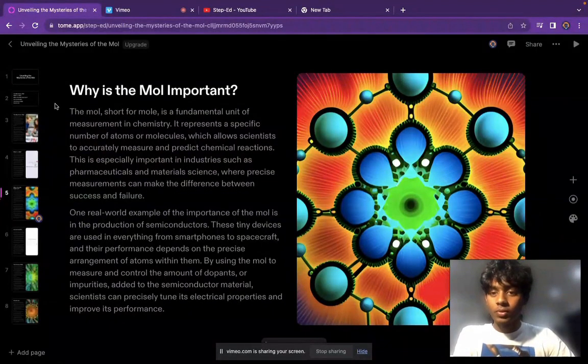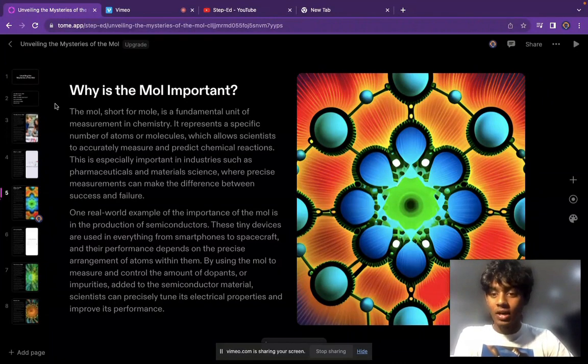The mole is a fundamental unit of measurement in chemistry. It represents a specific number of atoms or molecules which allows scientists to accurately measure and predict chemical reactions. This is especially important in industries such as pharmaceuticals and materials science, where precise measurements can make the difference between success and failure. One real-world example of the importance of the mole is the production of semiconductors.